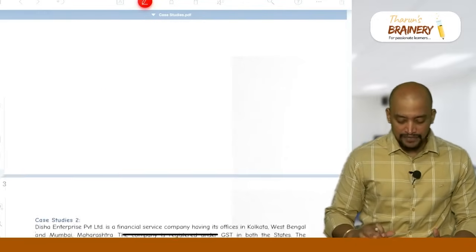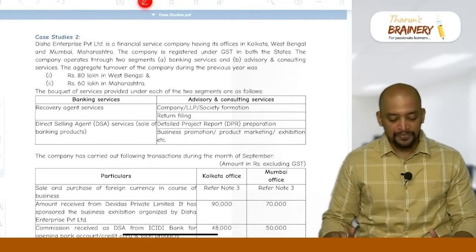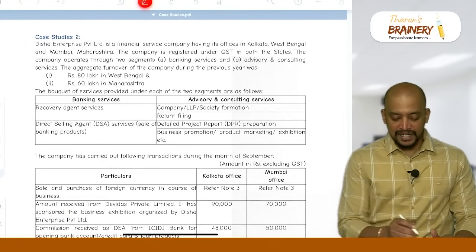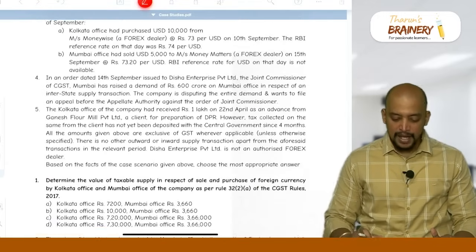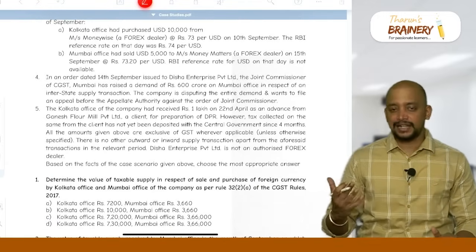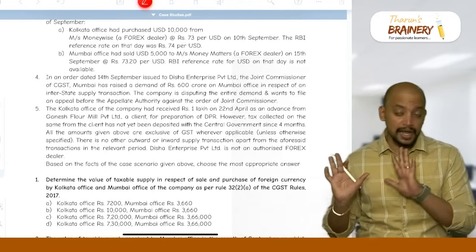Okay. So then we are moving on to case scenario 2. Disha Enterprises Private Limited case. So in this, they have given some big information, but don't just get worried after seeing this information and all. So first we will see the MCQs.